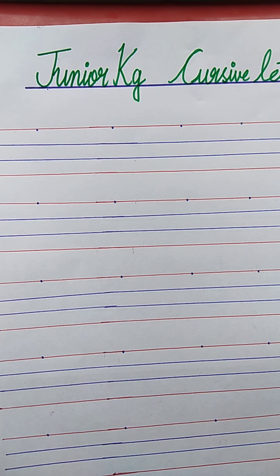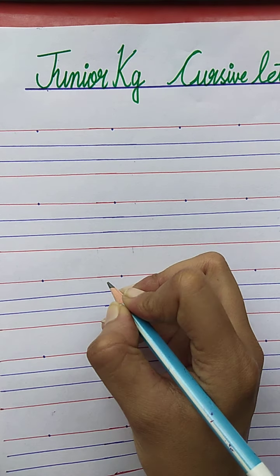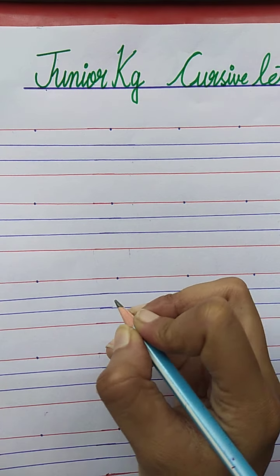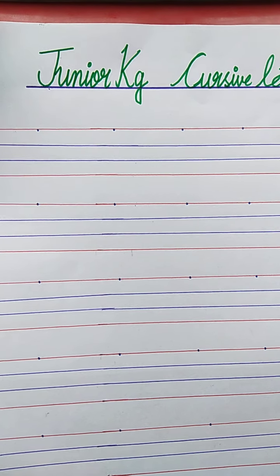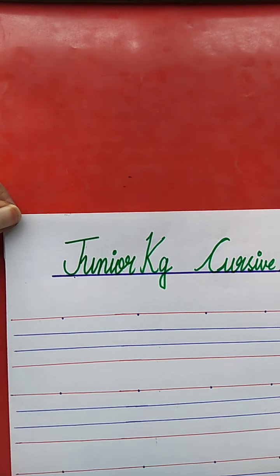Today we will do the revision of cursive letters. आज हम क्या करेंगे children? Alphabets का revision करेंगे. Now take out your pencil and eraser and hold your pencil like this. आपको pencil कैसे पकड़नी है children? Like this. Now tell me the first letter of alphabet. Alphabet का first letter क्या होता है children? A. Very good. A for apple.